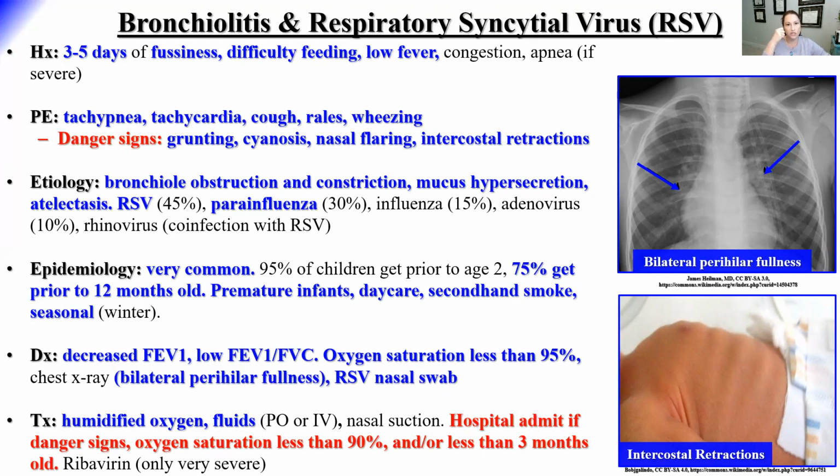We can diagnose this with an RSV nasal swab. Treatment for this is usually supportive: humidified oxygen, fluids, we don't want them to get dehydrated, so PO or IV, and then nasal suction. If they have any of those danger signs, an oxygen saturation less than 90, and they're less than 3 months old, they need to be in the hospital. Ribavirin can be given if it's very, very severe, but typically this is supportive care and close observation.